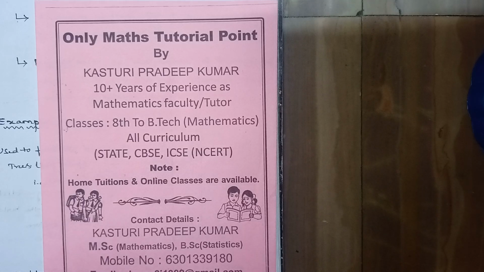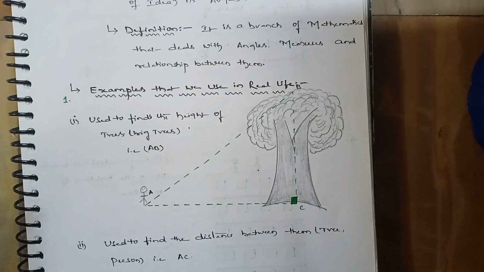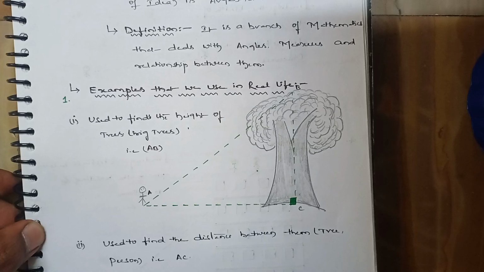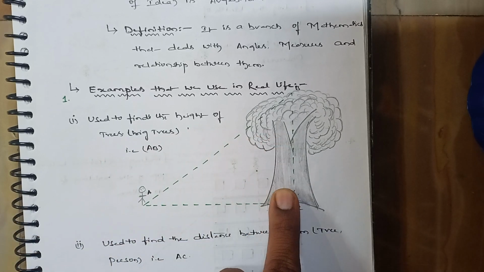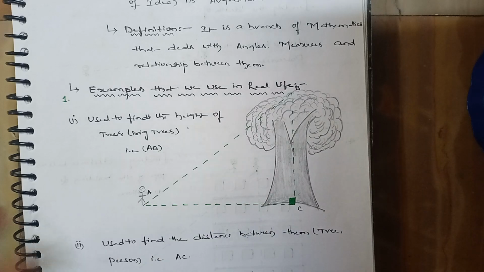Today we are going to discuss a topic, trigonometry of class 10th, the basic introduction, guys. In this scenario, we will look at examples that we use in real life, where the trigonometry concepts are used. We can use it to find the height of a tree. See, actually we can find the height or length or distance between them for any object, right?